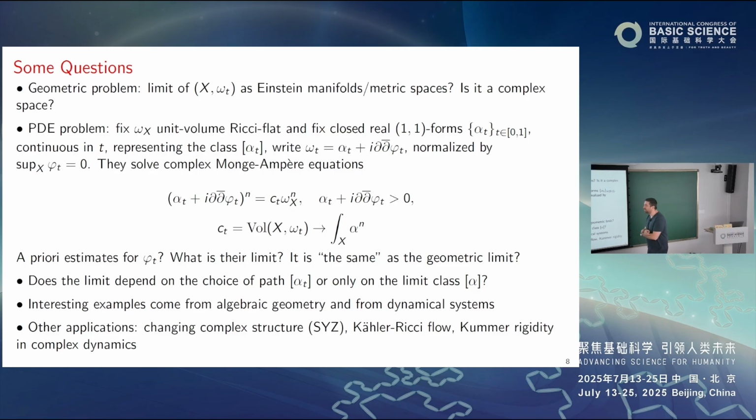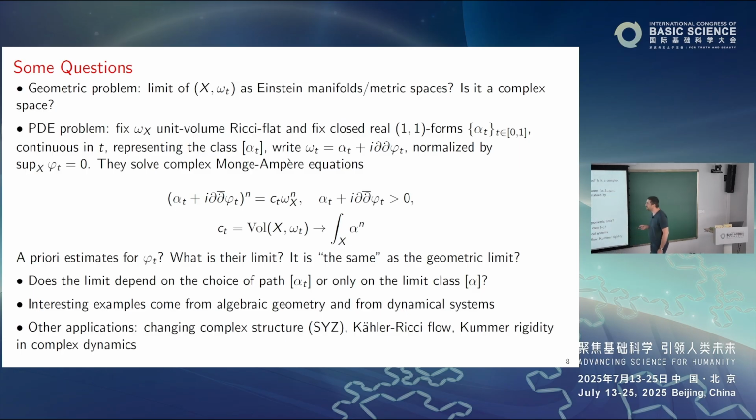Yes. So some questions. First of all, there's the kind of geometric problem. So you have this family of Einstein manifolds. The Einstein constant is 0. So Riemannian metric with 0 Ricci curvature. Can you take the geometric limit? I mean, for example, say as metric spaces in the Gromov-Hausdorff sense. I just told you that subsequentially you can, but can you take a limit without subsequences?